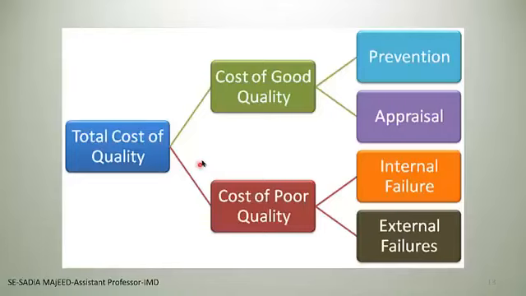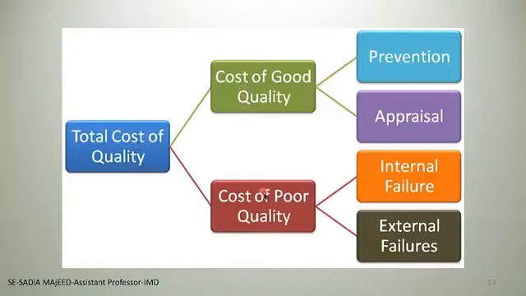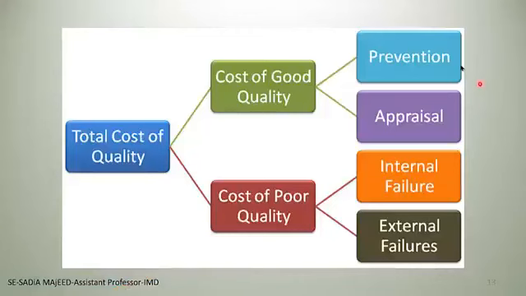Quality cost can be classified into two categories: cost of good quality and cost of poor quality. Cost of good quality is further classified into prevention and appraisal cost, and cost of poor quality is further classified into internal failure and external failure cost. Now let's define all these classifications. Quality cost can be broken down into two broad classifications and four groups. These are the four groups.